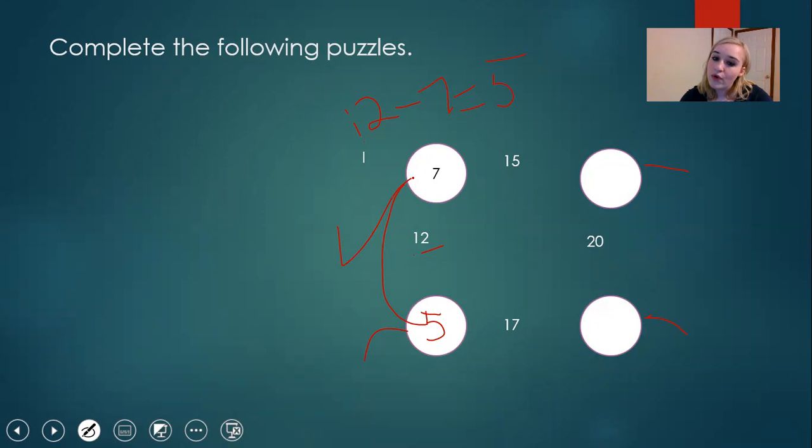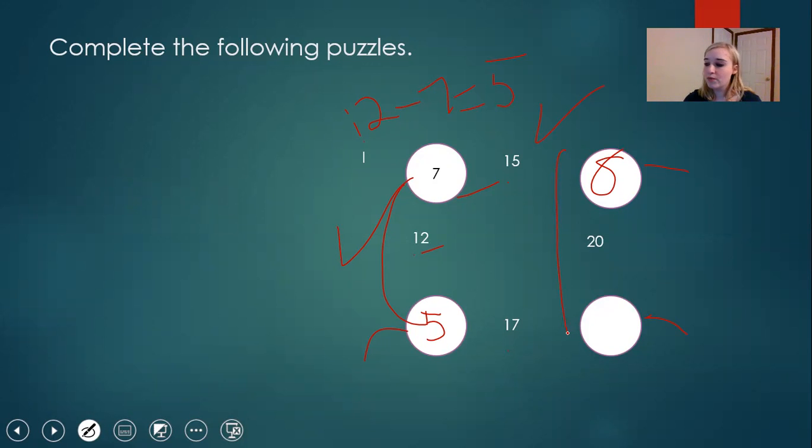And then now we're going to move on and we can do 15 minus 7. And that gives us 8. And then we gotta check to see, does 7 plus 8 equal 15? Yes, it does. So now we're left with one side left.